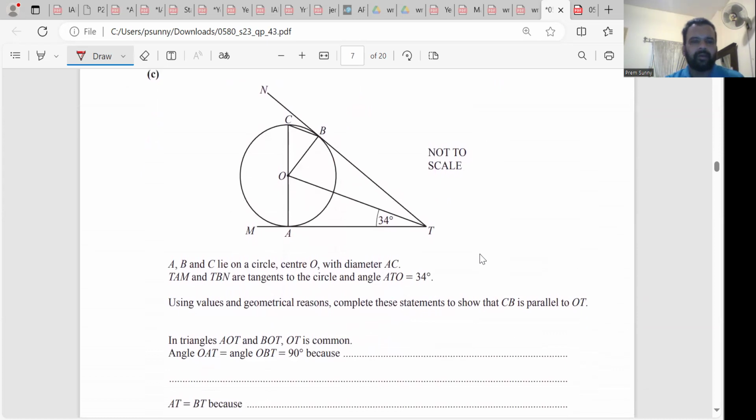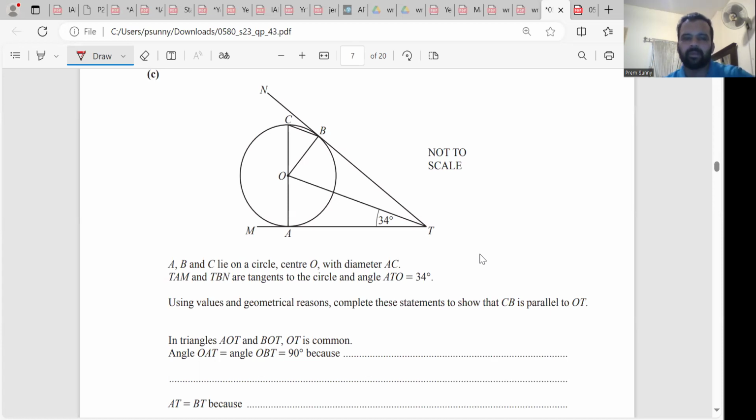Here we have again a circle theorem question. A, B, C lie on a circle with center O and diameter AC. This is the diameter AC. TAM and TBN are tangents, so they both are tangents to the circle, and angle ATO is given as 34 degrees. Using values and geometrical reasons, complete these statements to show that CB is parallel to OT. In triangles AOT and BOT, OT is common.